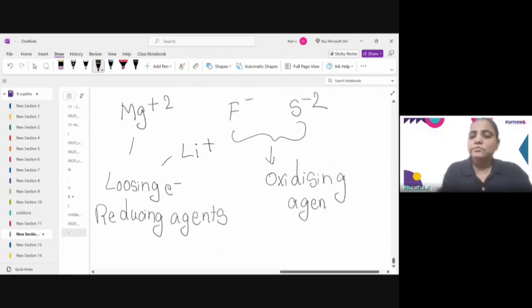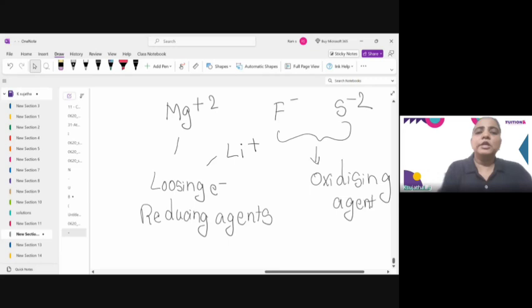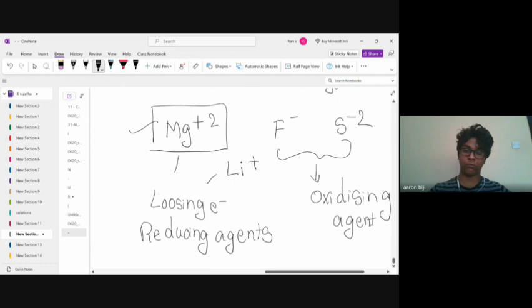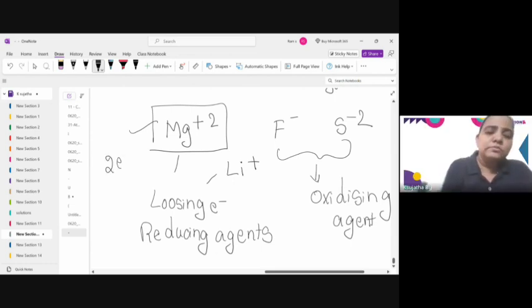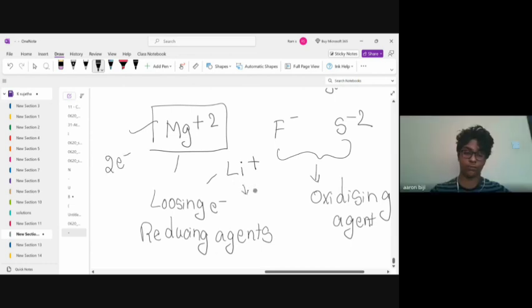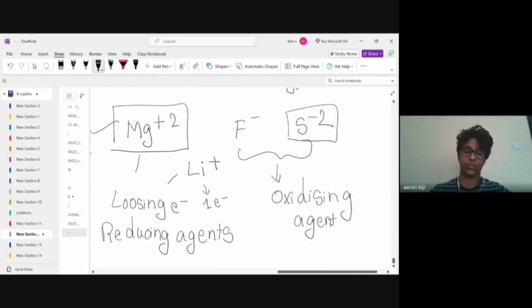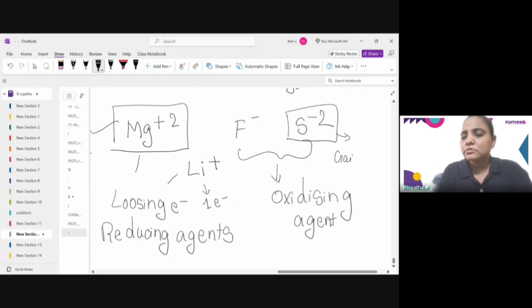Let's see here, Mg plus 2. Based on its charge, can you identify how many electrons it is losing? 2 electrons. Very good. Here, 1 electron. Here, sulfur gains 2 electrons. Very good.